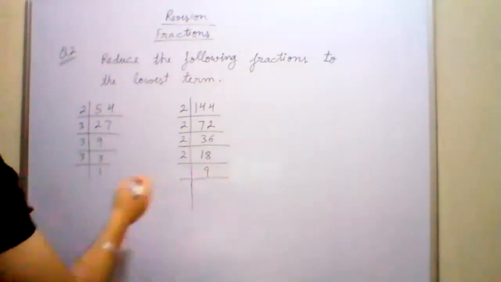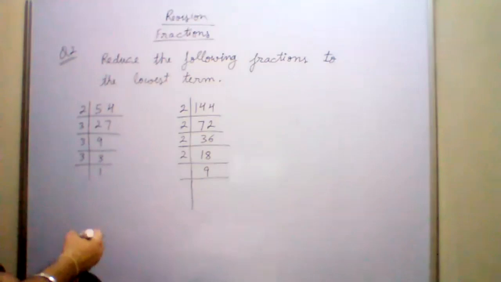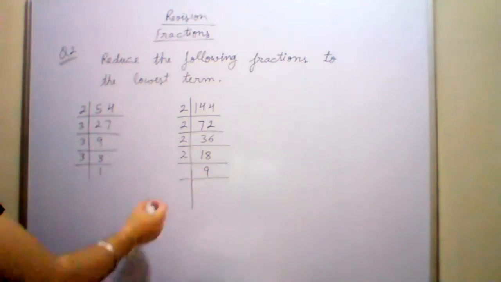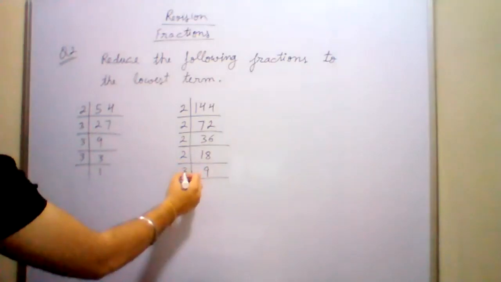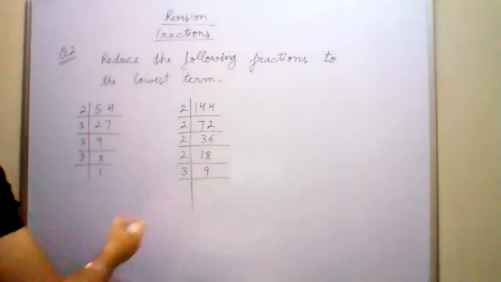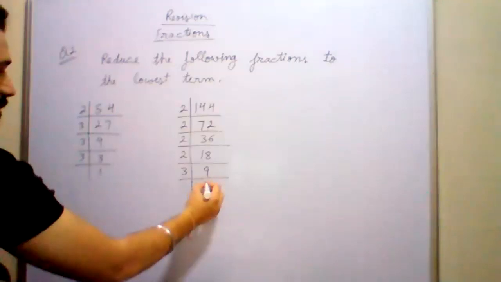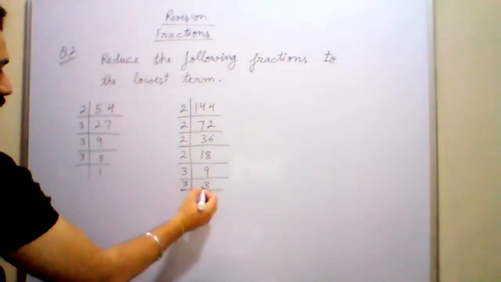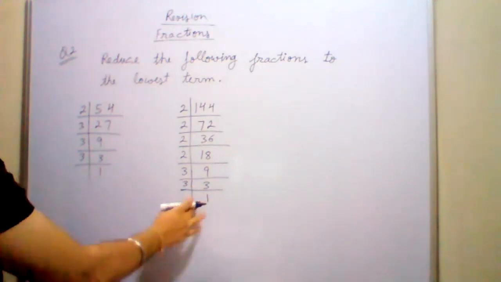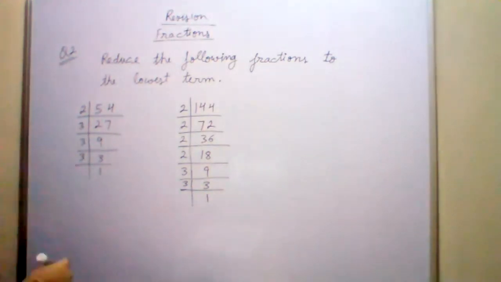Now 9 is not divisible by 2, but the next prime number after 2 is 3. Is it divisible by 3? Yes, sir. 9 divided by 3 is 3. Now 3 divided by 3, we will get 1. So now just write the common factors.